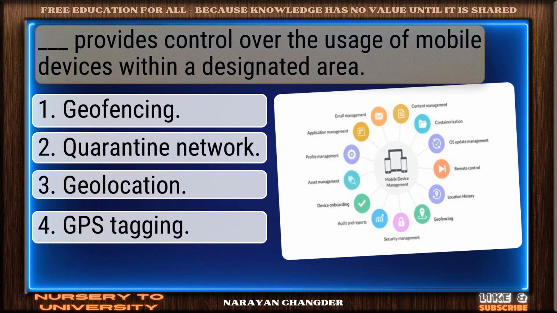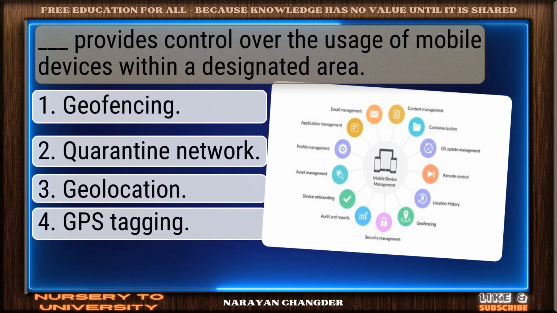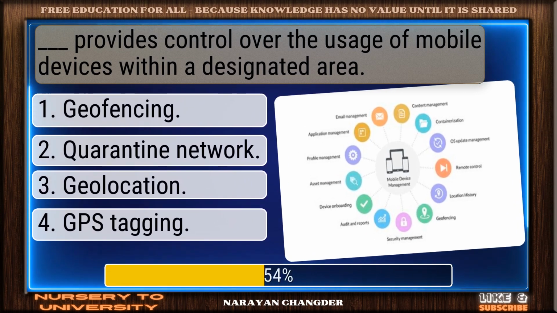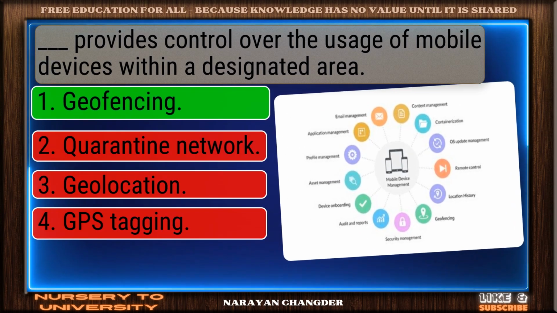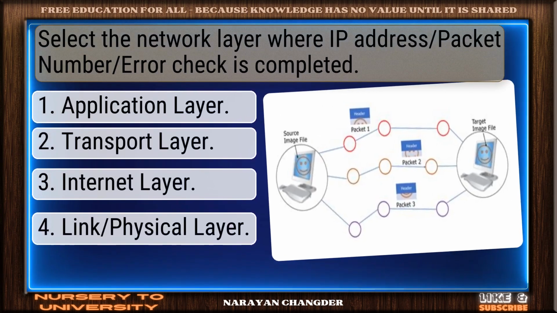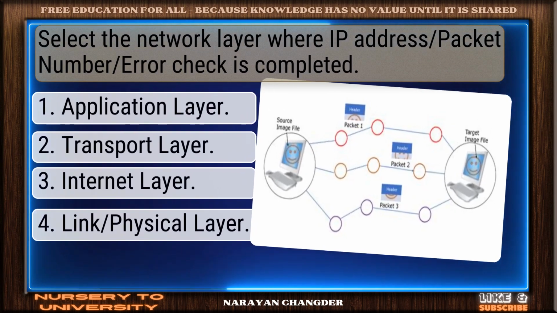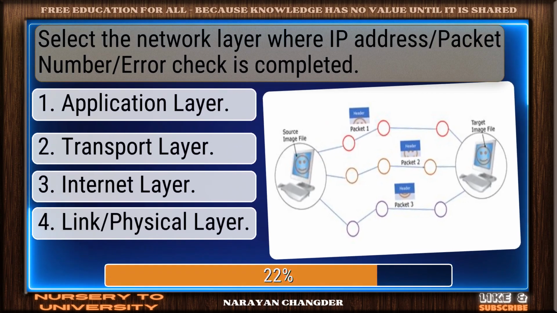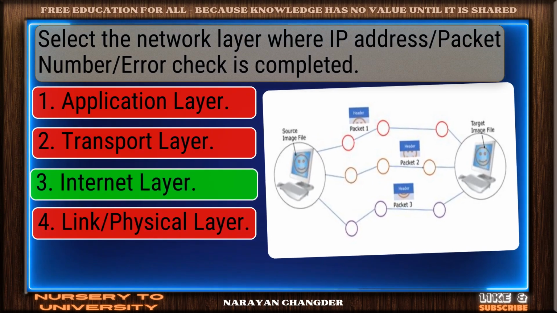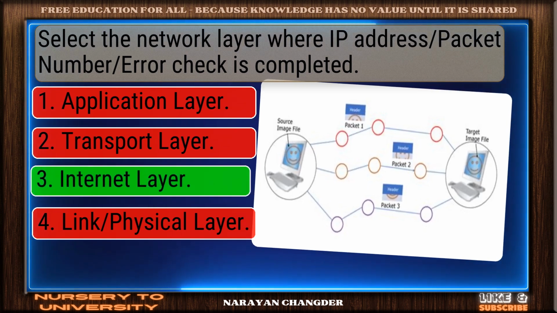Dash provides control over the usage of mobile devices within a designated area. You chose geofencing, correct? Select the network layer where IP address packet number error check is completed. Great job. Internet layer is accurate.